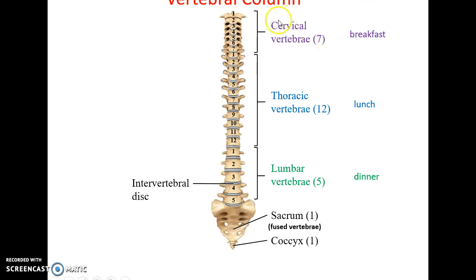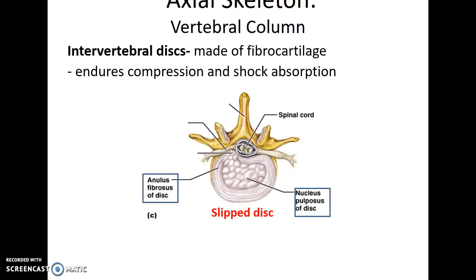The vertebral column has 7 cervical vertebrae, 12 thoracic vertebrae attached to ribs, 5 lumbar vertebrae, 1 sacrum, and 1 coccyx. The sacrum and the coccyx happen to be made of fused vertebrae, fused when we were children. If you want to remember how many cervical, thoracic, and lumbar vertebrae, you just think of breakfast, lunch, and dinner. 7 o'clock is breakfast, 7 cervical. 12 o'clock is lunch, 12 thoracic vertebrae. 5 o'clock is dinner, 5 lumbar vertebrae.